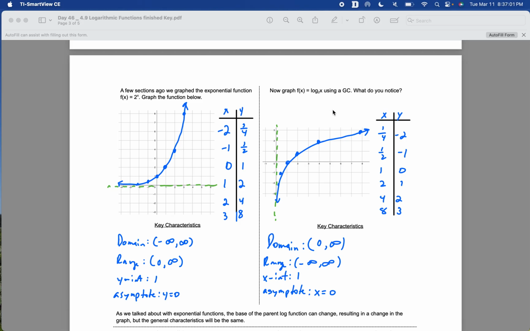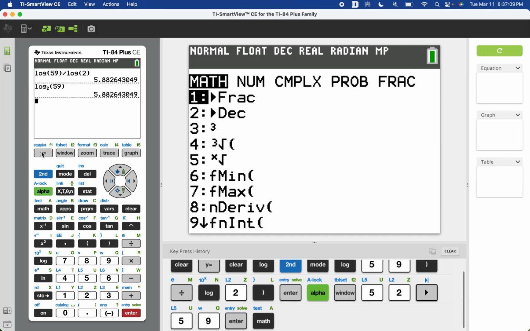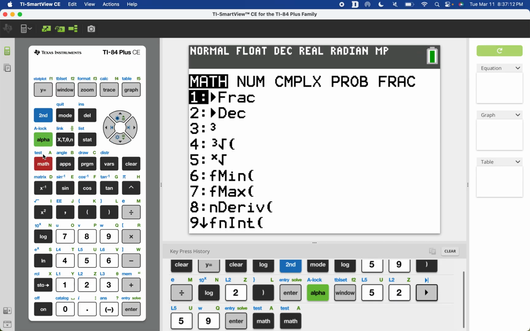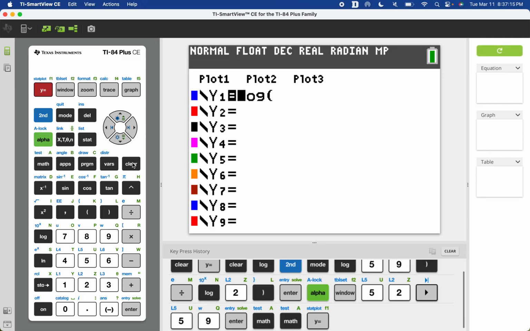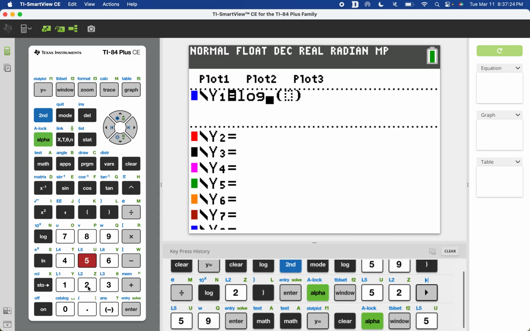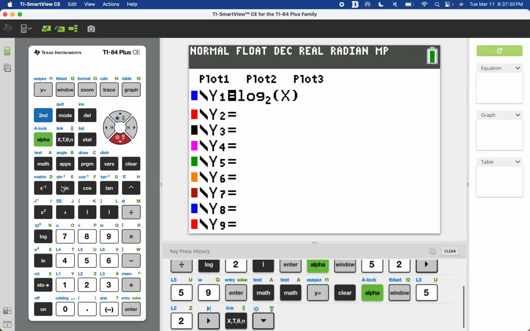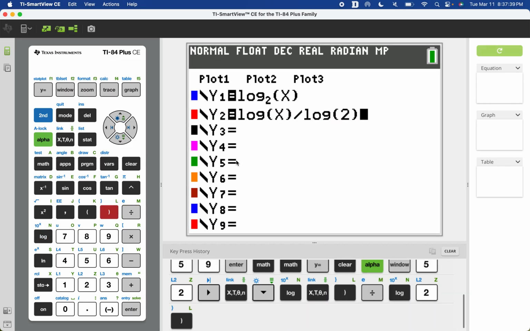Now, given this graph, I want to graph log base 2 of x with my graphing calculator. The way to do that on my graphing calculator, I go to y equals, and then I'm going to type in log base 2 of x. Okay, so this is alpha window, number 5. And I'm doing log base 2 of x. Again, on an older calculator, you're going to have to split it up. So you're going to have to do log of x divided by log of 2 using the change of base rule. But we'll just keep this one here for right now.